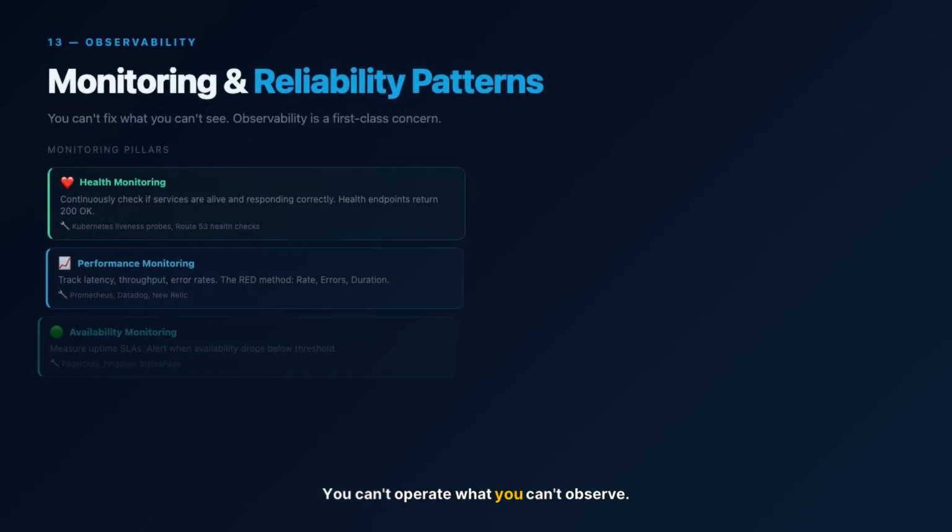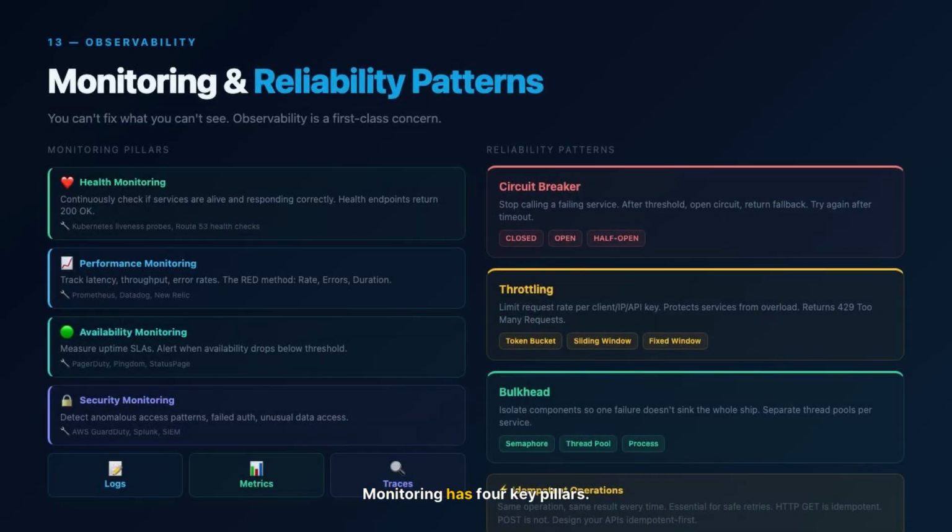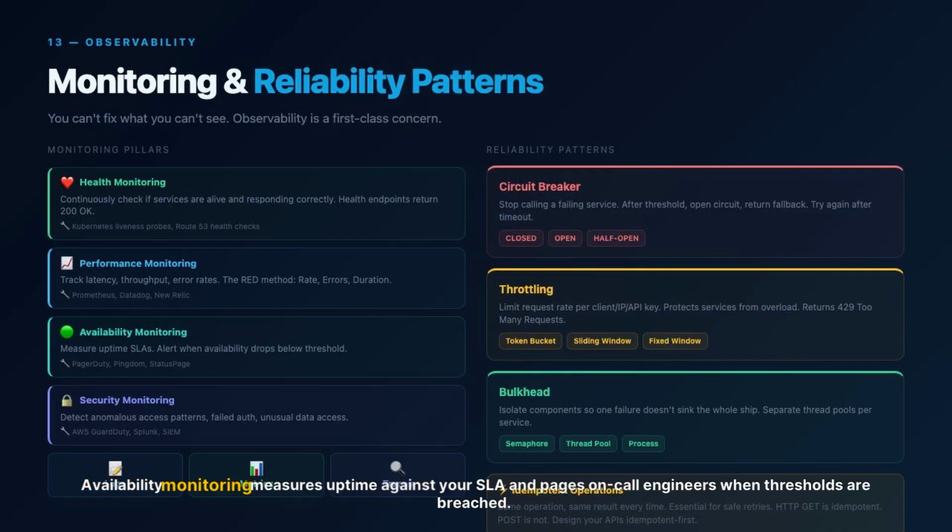You can't operate what you can't observe. Monitoring has 4 key pillars. Health: monitoring continuously checks if services are alive and responding. Kubernetes liveness probes and Route 53 health checks are common tools. Performance monitoring tracks latency, throughput, and error rates using the RED method: rate of requests, error rate, and duration. Tools include Prometheus, Datadog, and New Relic.